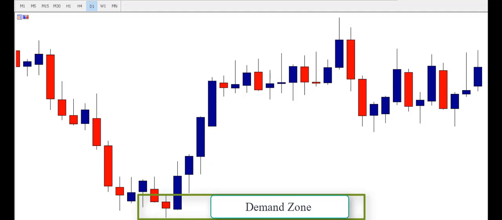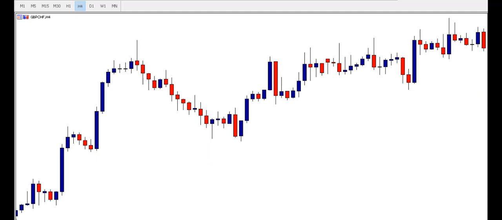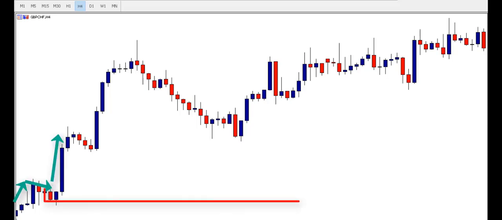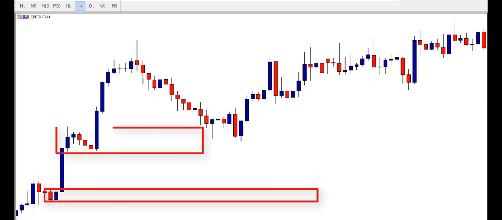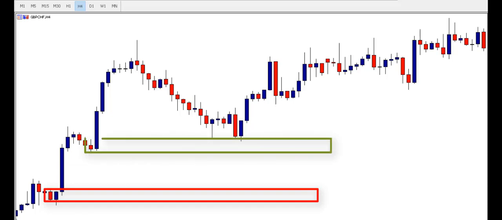Alright, look at another example. This is the pound Swiss franc four-hour chart. As you can see, this is the first rally base rally demand zone, followed by a rally base rally demand zone. We will focus on the second demand zone here because it is fresh and it is the first zone that the market is going to test. So the basing candle here is this one. We draw the demand zone, and as you can see, when the market returned to test this zone, the market was strongly rejected, forming a nice pin bar candlestick pattern.